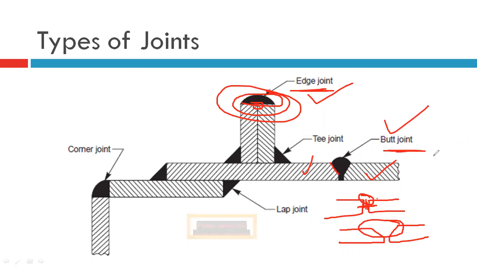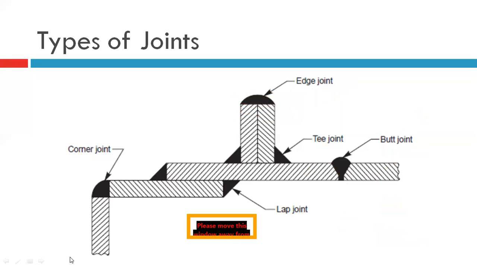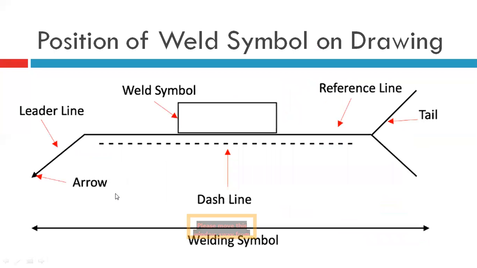Again, the different types, according to their position, get divided. We can also see them one by one. So these are some basic types of joints according to their position. I hope you are getting the idea regarding welded joints. Now, the position: in a drawing, how can we show it?